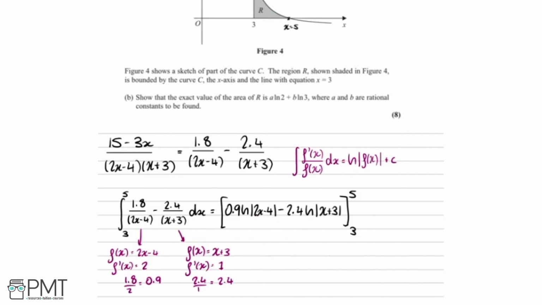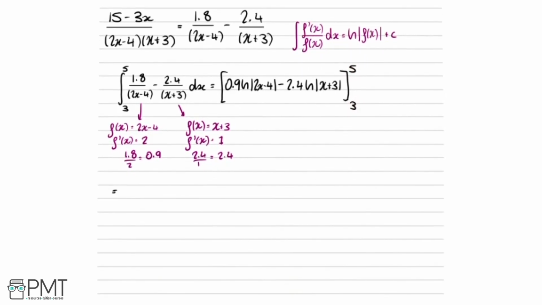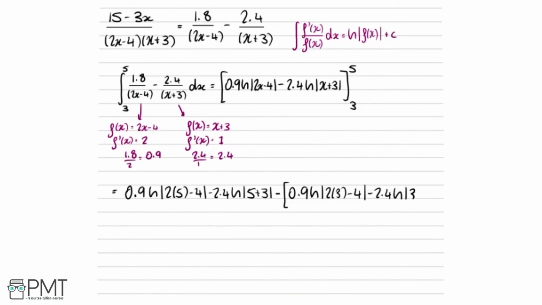Great, so lastly, we're just going to evaluate this by subbing in x equals 5 and x equals 3. So we're going to get 0.9 natural log of 2 multiplied by 5 minus 4, minus 2.4 multiplied by the natural log of 5 plus 3. And then we're going to subtract from that, and I'm going to put some brackets in because we're subtracting all of this, 0.9 multiplied by the natural log of 2, and this time multiplied by 3 minus 4, minus 2.4 multiplied by the natural log of 3 plus 3.